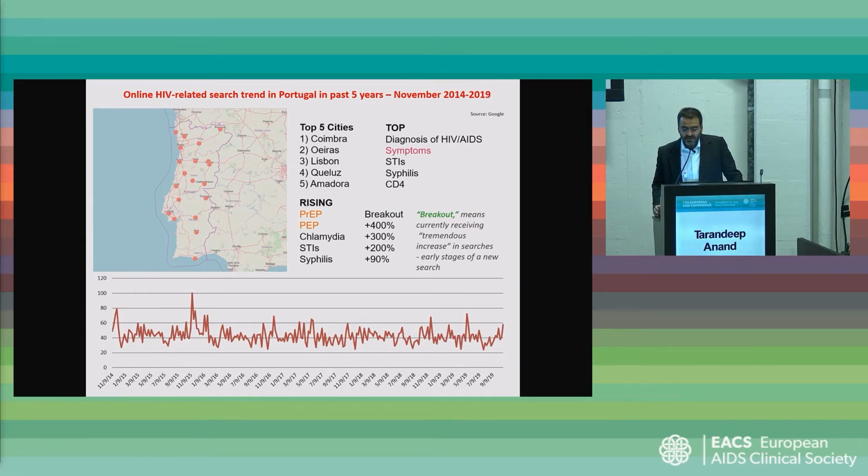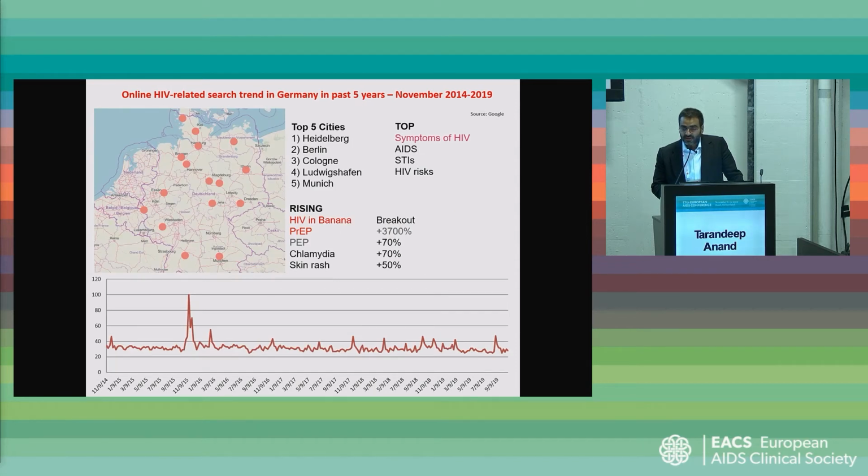What we see here is that the top inquiry that people are searching online is HIV symptoms. And there are some breakouts like PrEP and PEP. You see similar patterns in Germany. There was a trend that says "HIV in banana." So there was a scare, and people searched for this a lot online.